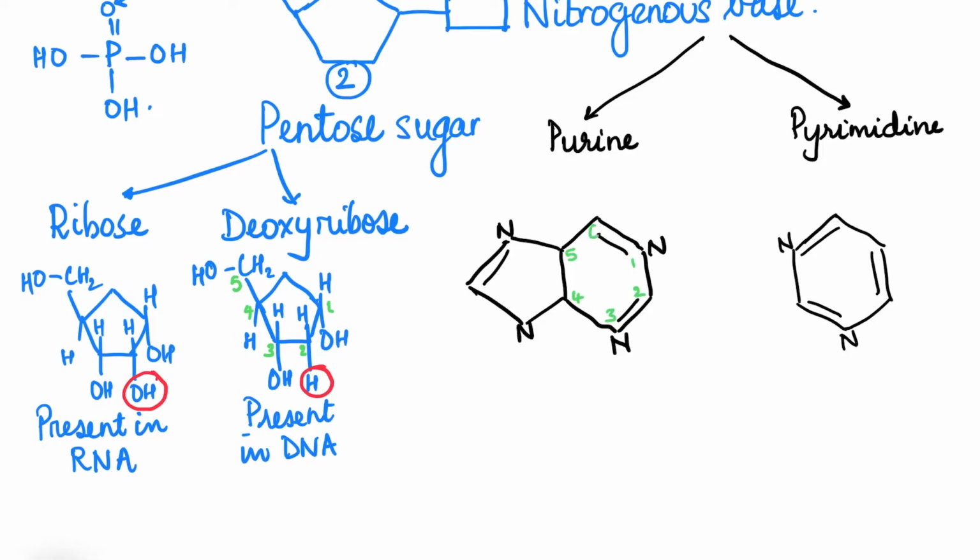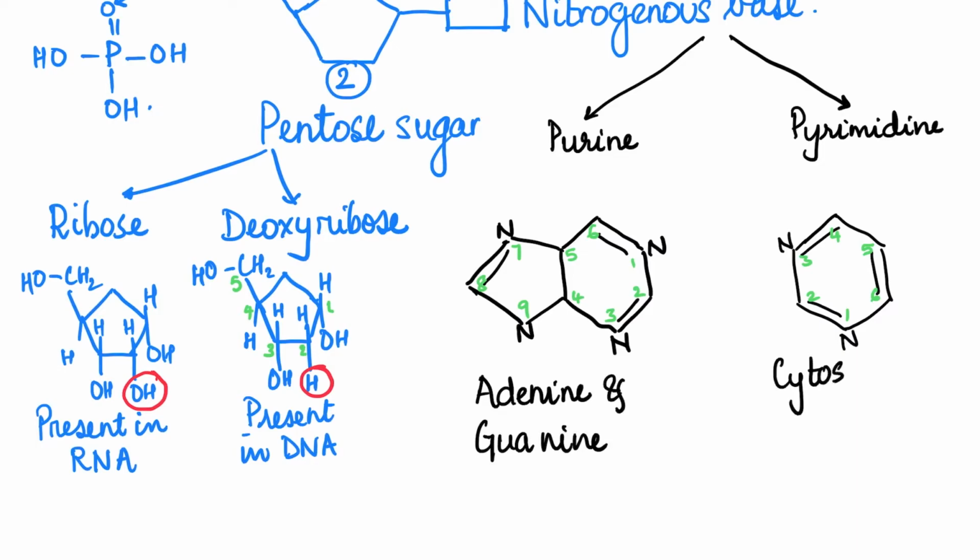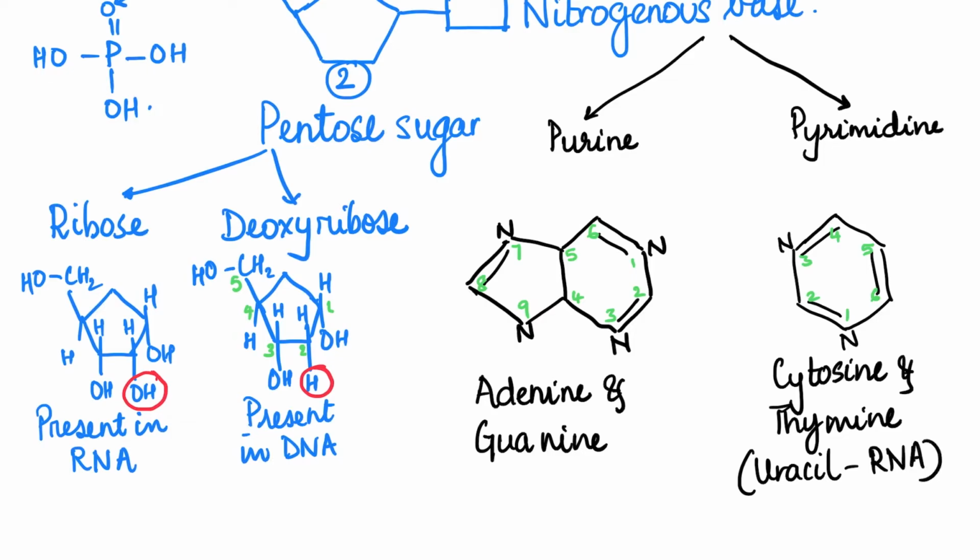If we number the structure here, we are able to see that in purine, nitrogen is present in positions 1, 3, 7 and 9, whereas in pyrimidine, it is in positions 1 and 3. Purines are adenine and guanine, whereas pyrimidines are cytosine and thymine, and uracil in the case of RNA.